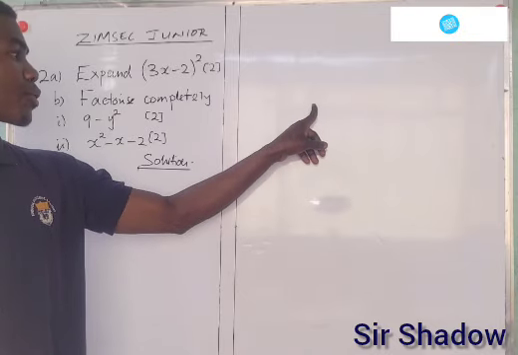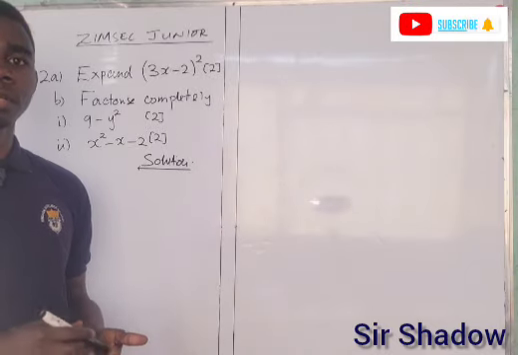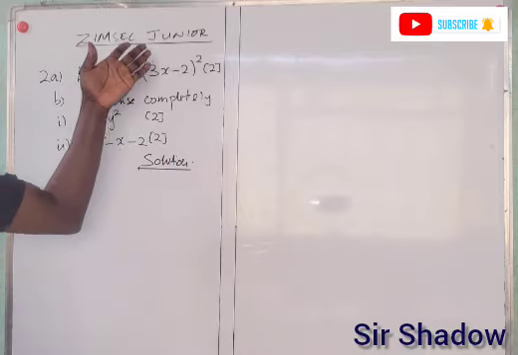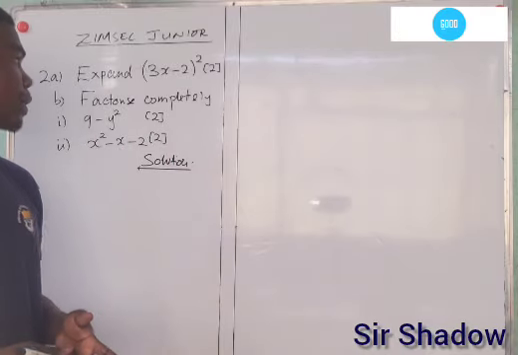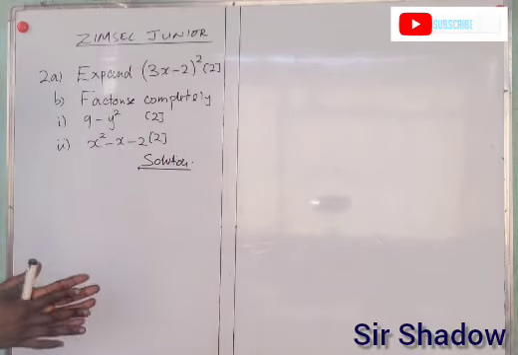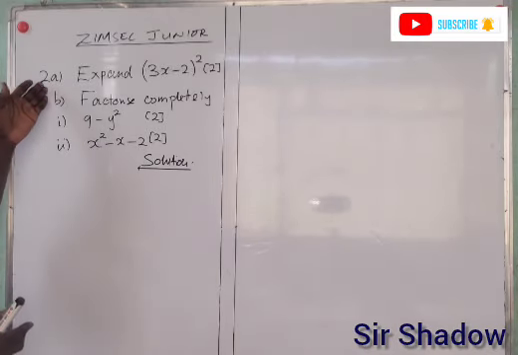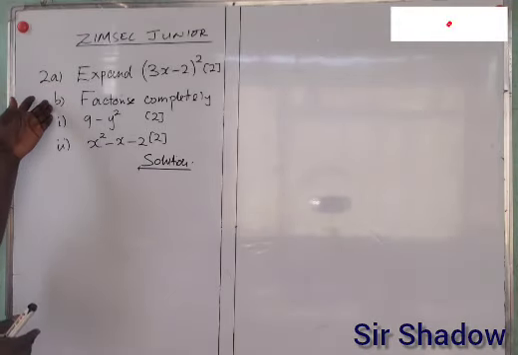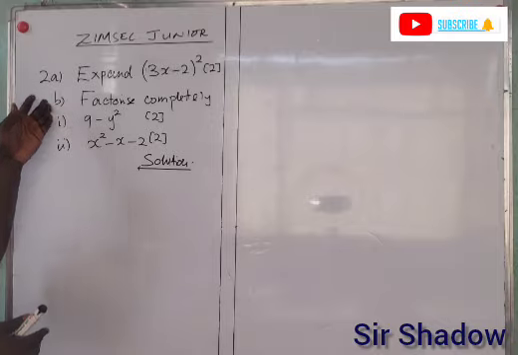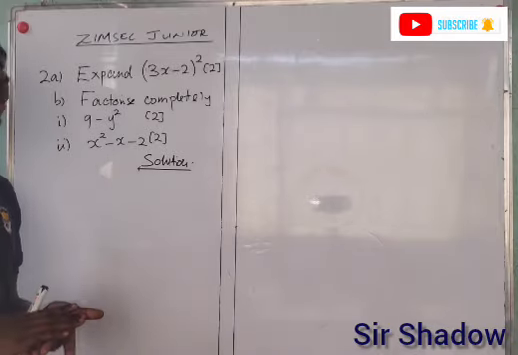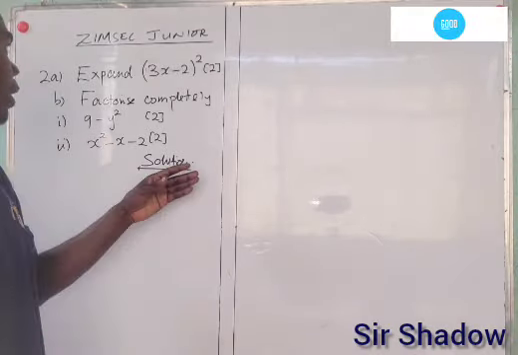For now we are going to focus on the revision from exam engineer level exam questions, right? We are given these three questions. The first part, which is question 2a, and the second part, part B, where we want to factorize completely, right?